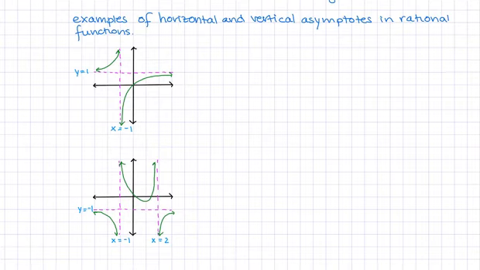So let's look at the first one. And by the way, for the rest of the unit, instead of writing out the words horizontal asymptote and vertical asymptote, because they're kind of long and honestly time consuming to write, I'm always just going to abbreviate HA and VA for horizontal and vertical asymptote. So let's look at the horizontal asymptote, y equals 1.